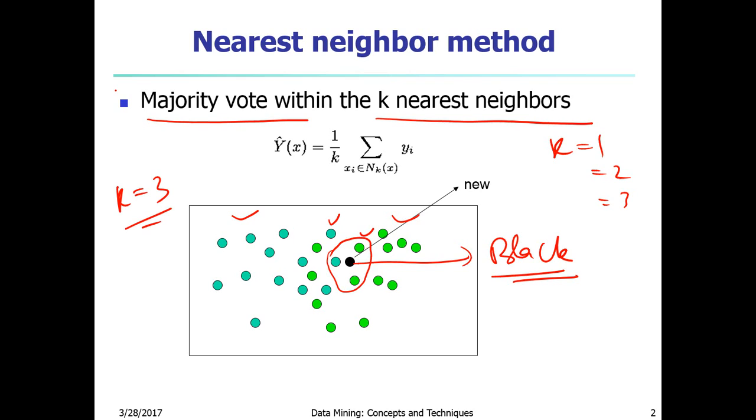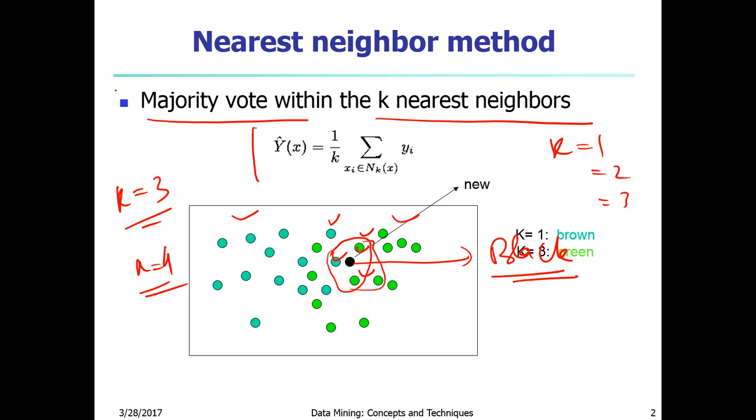Well, maybe we can consider another one. If k is 4, we have got 3 greens and just 1 brown. That means the new circle is a green circle, right? If k is 3, we have got 2 circles which are green and just one which is brown. So the majority is green. Hence we conclude that the new circle, the given one, is green.